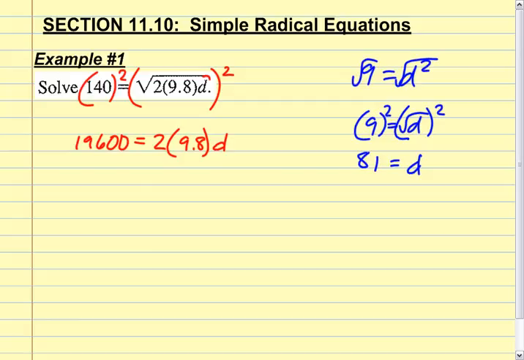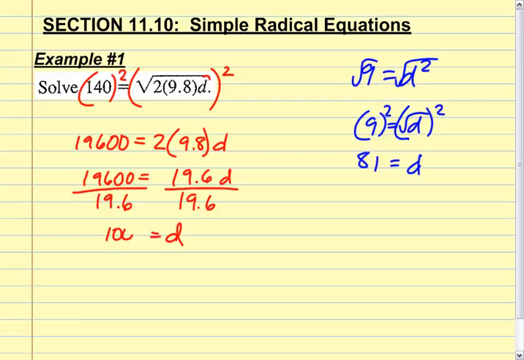I just solve it like I normally would. 19,600 is equal to 19.6d. Divide both sides by 19.6. And that's going to give me d is equal to 1,000.